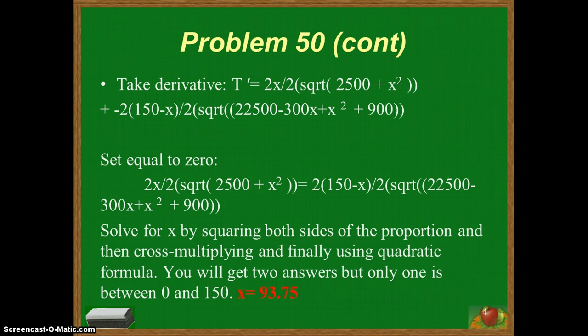One doesn't make sense because the value of x is not between 0 and 150. The other, however, is x equals 93.75. You should see if you can solve this equation and get the same value for x at this time.